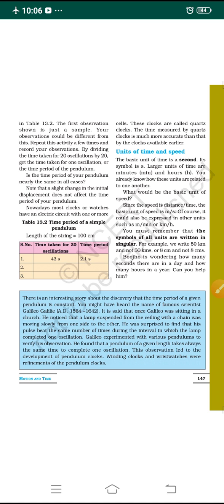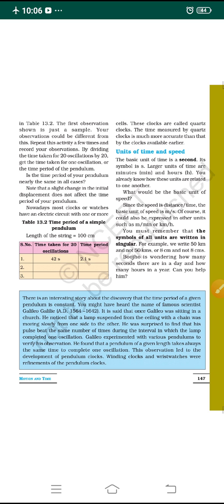what is the time taken. To calculate the time taken, that is the time period, we have to divide the total time by the number of oscillations, 20. So by dividing the time taken for 20 oscillations by 20, we get the time taken for one oscillation. That is how we find the time period of the pendulum. So this activity we have studied.